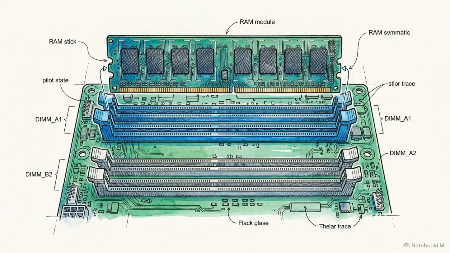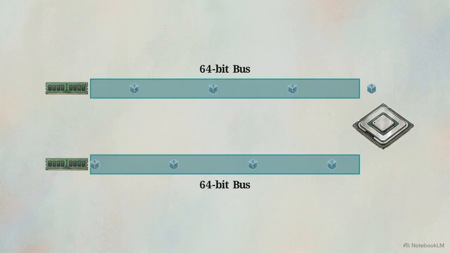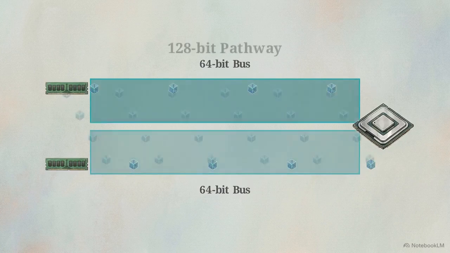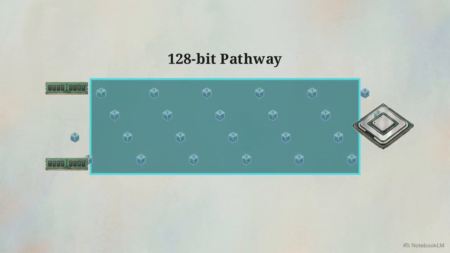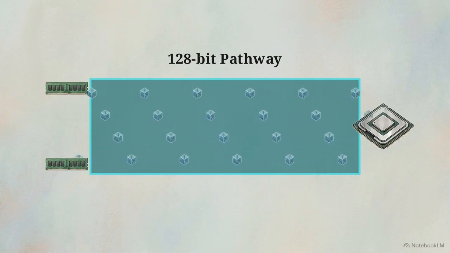We bypass this constraint by utilizing dual-channel architecture. By installing identical memory modules into specifically paired color-coded slots on the motherboard, we change how the processor interacts with the RAM. Watch the pipeline here. Instead of forcing the memory controller to handle two separate 64-bit streams, the dual-channel configuration links them into a single, unified 128-bit pathway. It effectively doubles the bandwidth directly to the CPU.